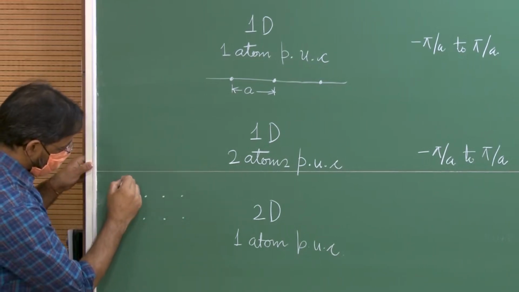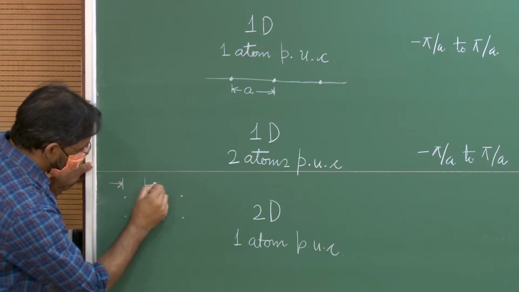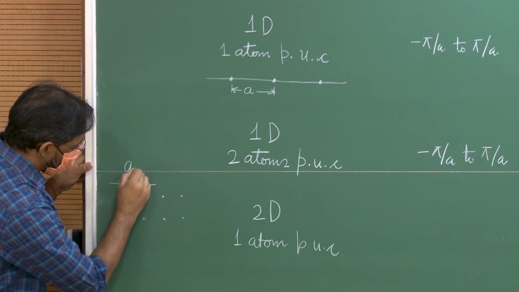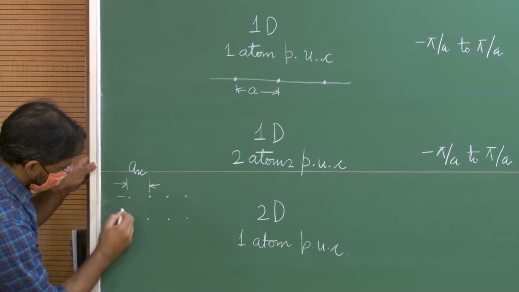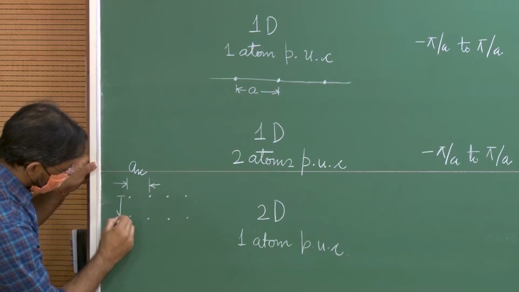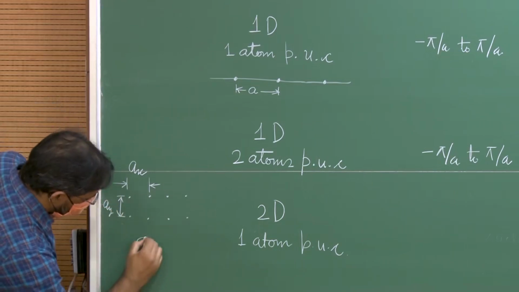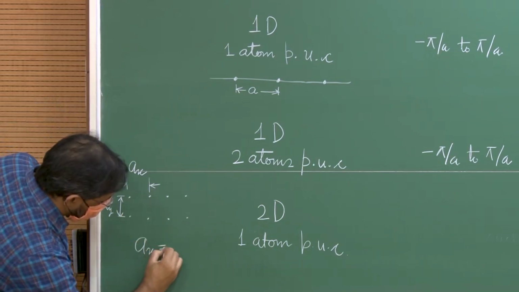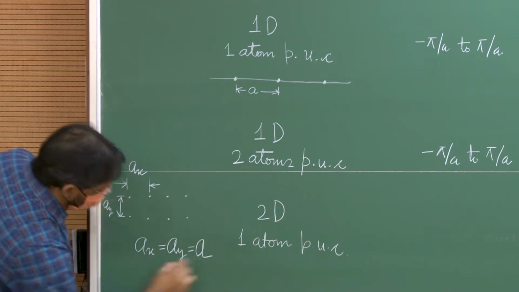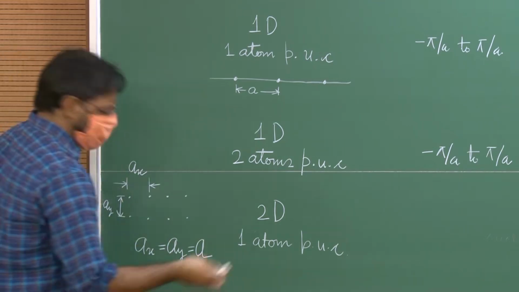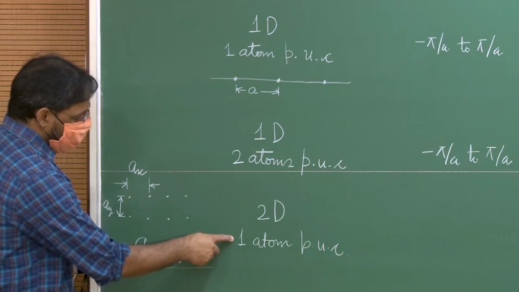So, for convenience, I would say that the spacing along the x axis is A subscript x, and the spacing along the y axis of my lattice is A subscript y, where Ax is equal to Ay is equal to A. Well, it is not necessary that they should be equal, but I am taking a square lattice to demonstrate the point.